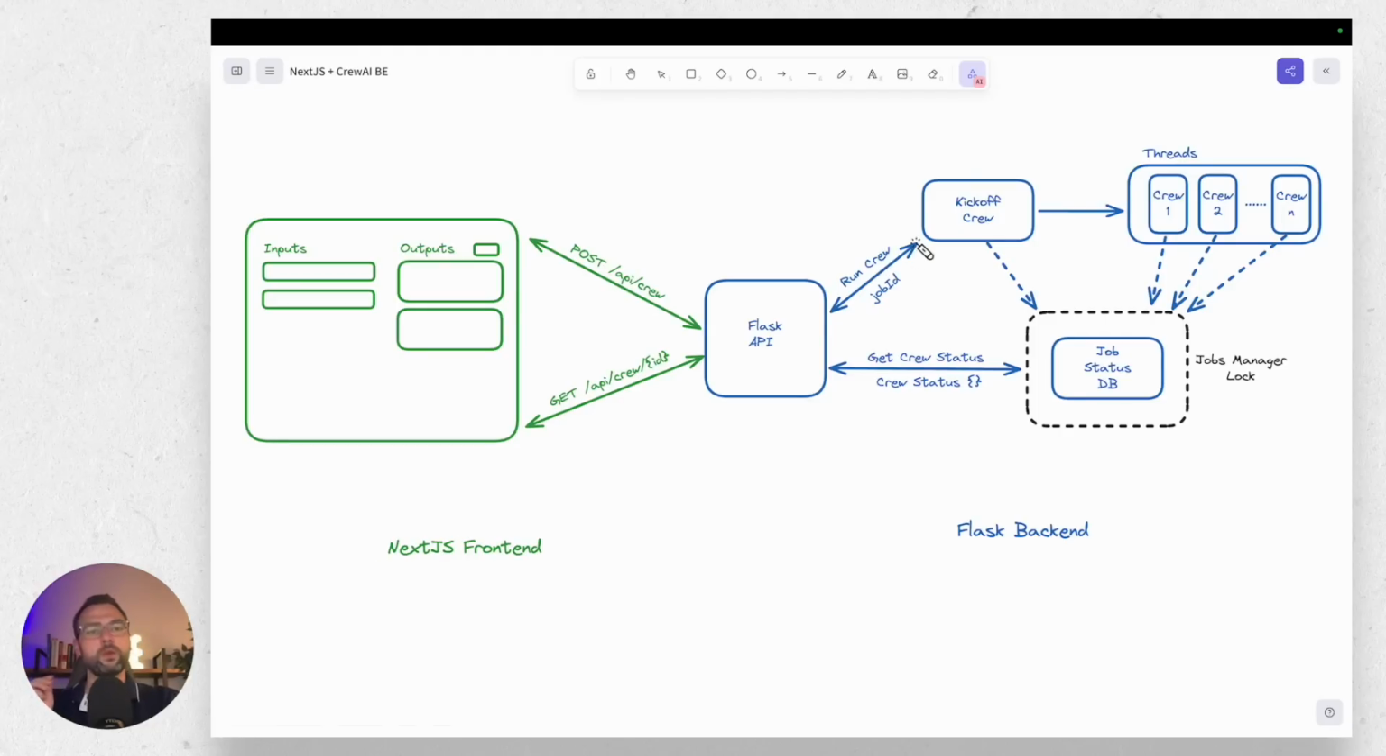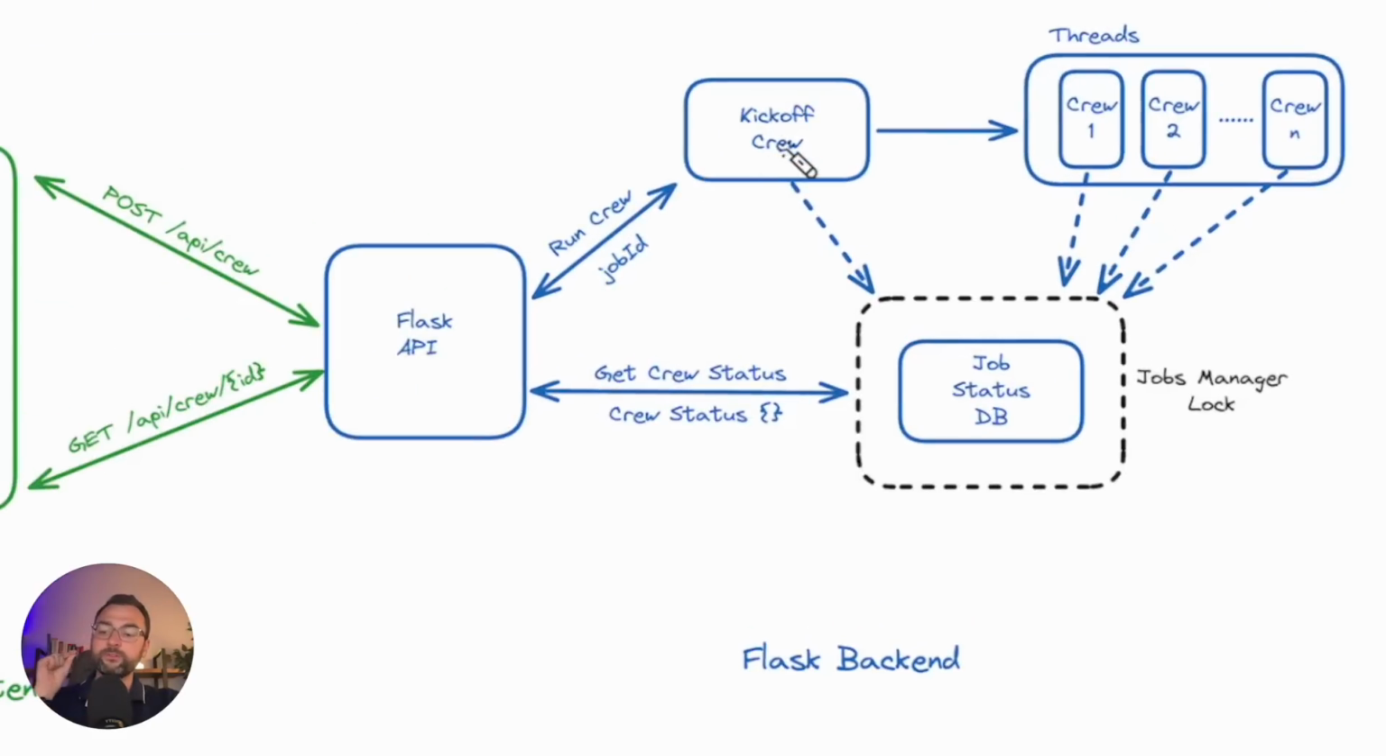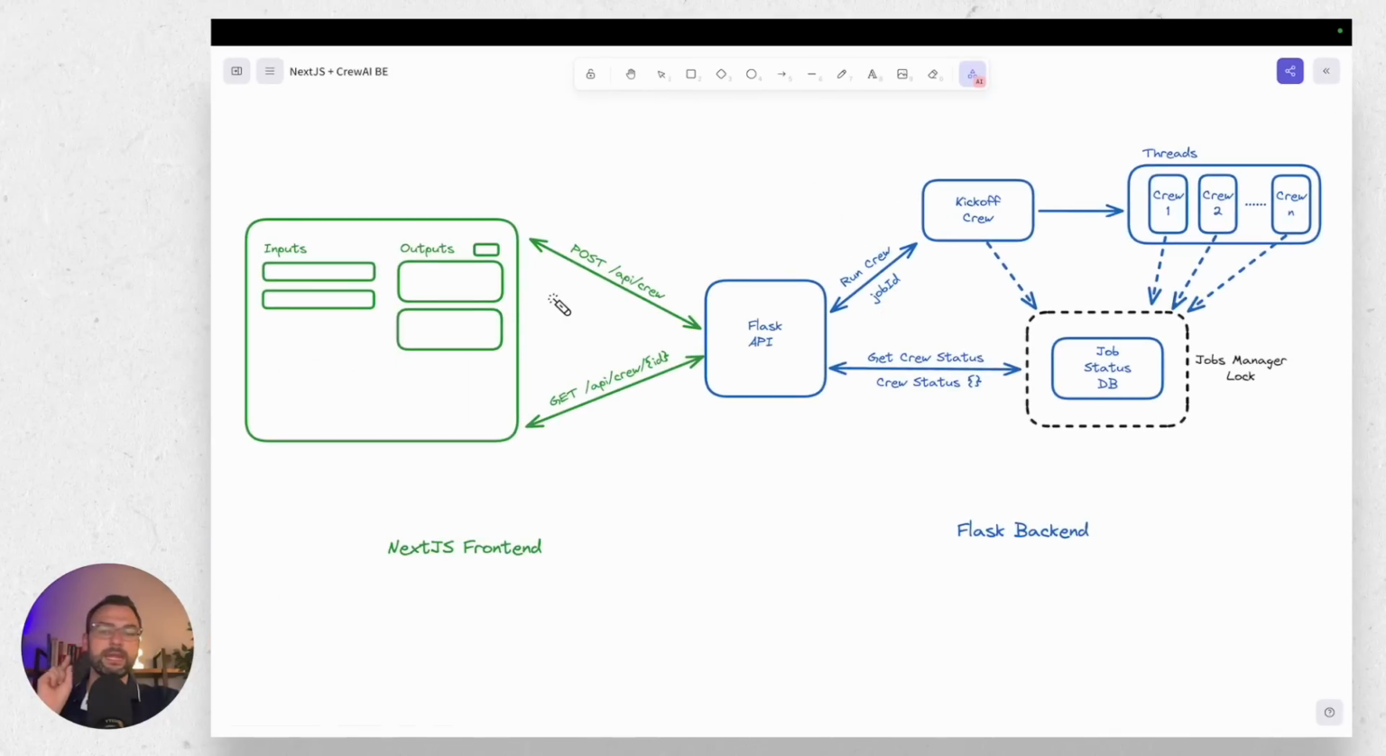So whenever we kick off a crew, we're going to first give it an ID. So let's just say ID 1. And then we're going to kick off that crew and say, hey, go run in the background. And then this crew is going to run in the background, and we're instantly going to return a job ID to our front end. And here's why we're going to do that.